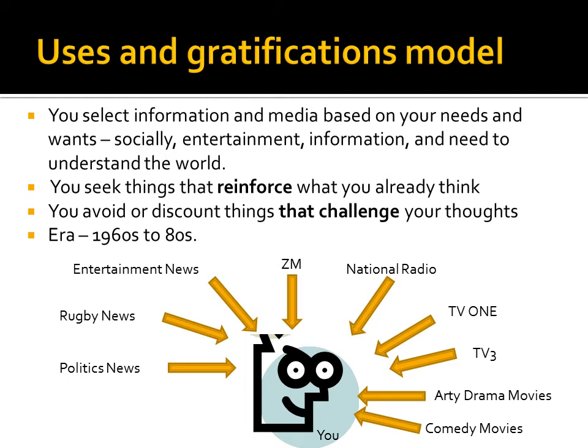However, what it doesn't do is take into account what you think. So in the 60s, 70s, 80s, we started getting the uses and gratifications model. And the clue is in the title. You get information that you choose to use, and you get information that gratifies you, that suits your interests and suits your desires. You select information and media based on your needs and wants, your social needs, your entertainment needs, your information needs, and your need to understand the world.